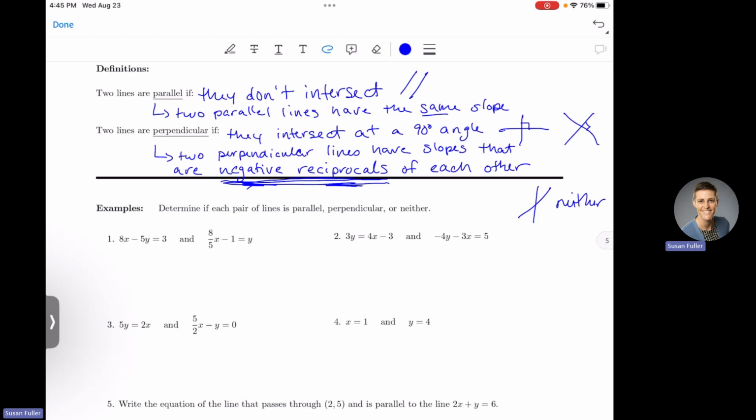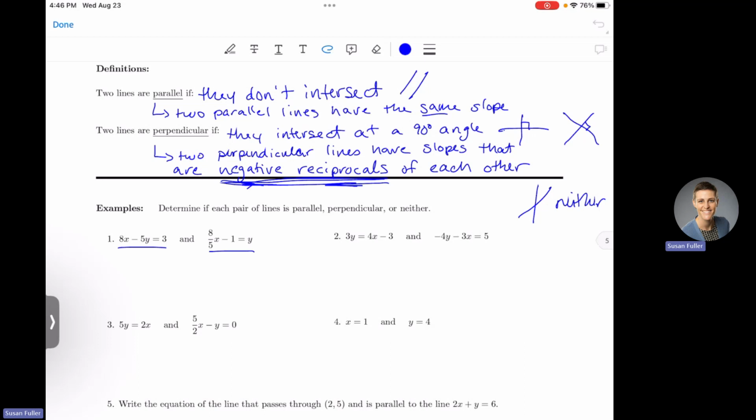Okay, so if I'm going to determine whether this line and this line are parallel or perpendicular or neither, I need to know what their slopes are so that I can compare their slopes and figure out if their slopes are the same, then they're parallel, or if their slopes are negative reciprocals and they are perpendicular. Either way here, I have to figure out first what their slopes are.